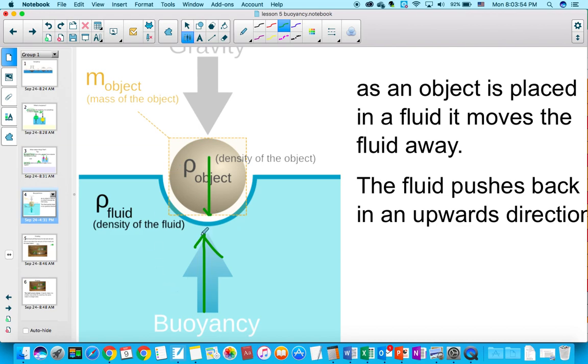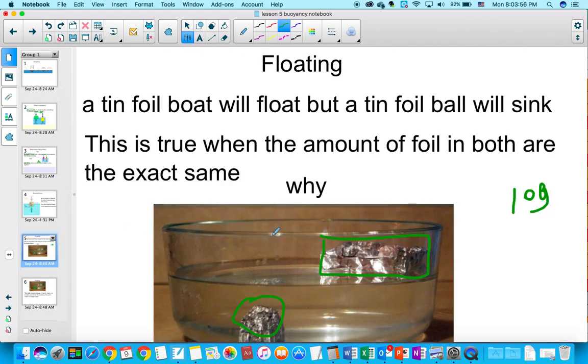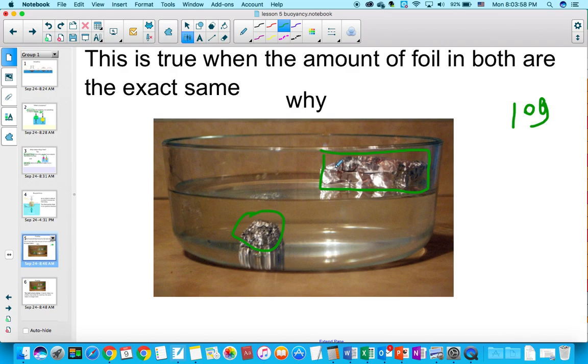Because it's been pushed out of the way. Well, both of these are in the liquid. Both of these are pushing the liquid out of the way. But because the ball takes up less space, it's pushing away less water. So if it's pushing away less water, then less water is pushing back. And so the ball will sink.